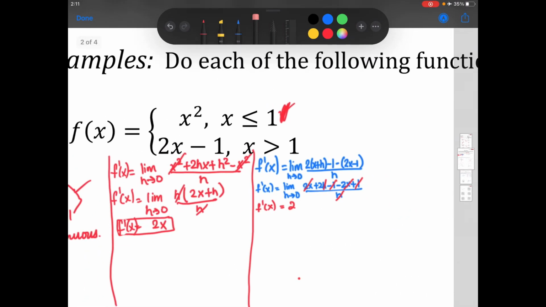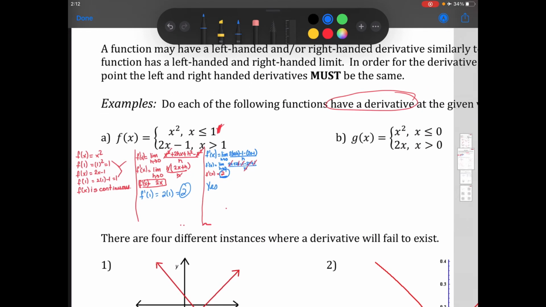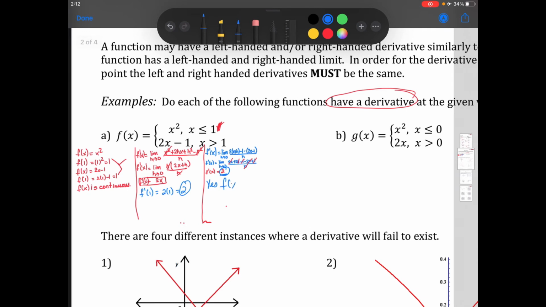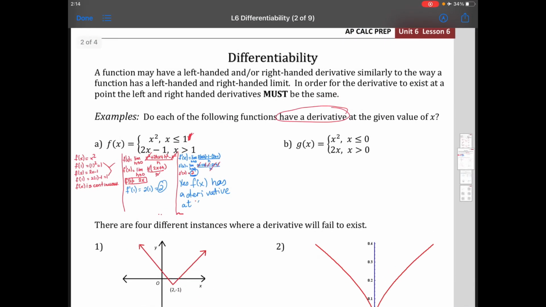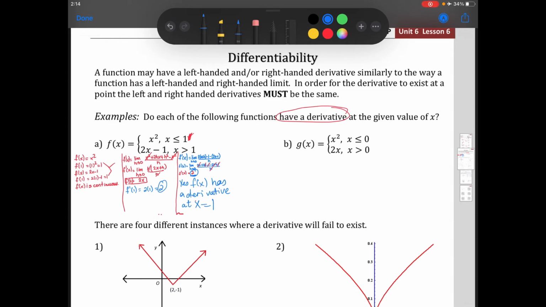So now, if I do f prime of 1, that's what I'm checking, right? If it's differentiable at this point. f prime of 1, it's 2 times 1 is 2. For this, it's going to be 2 all the time, which is the same. So yes, it has a derivative at x equals 1. So that's what it is.